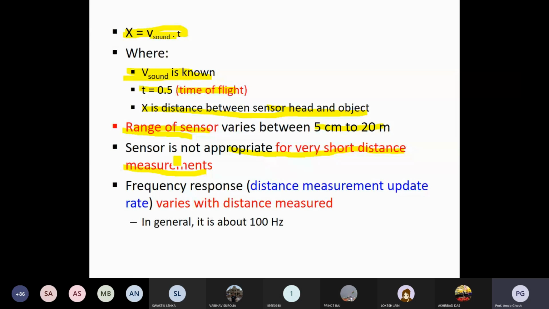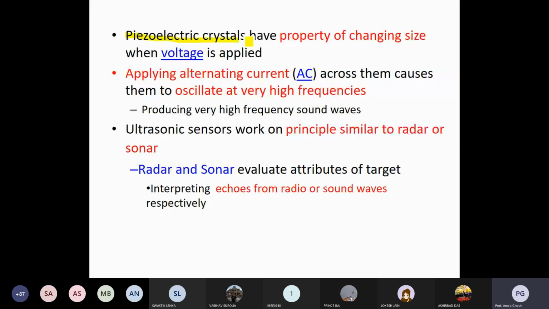The frequency of the response is the distance measurement update rate. It varies with the distance measured, and in general is about 100 Hz. Normally you use a piezoelectric crystal. The piezoelectric crystal has the property of changing size when voltage is applied, or when pressure is applied. So applying alternating current across it causes it to oscillate at very high frequency.